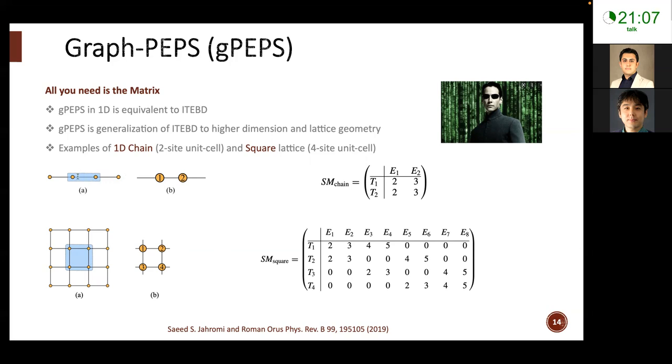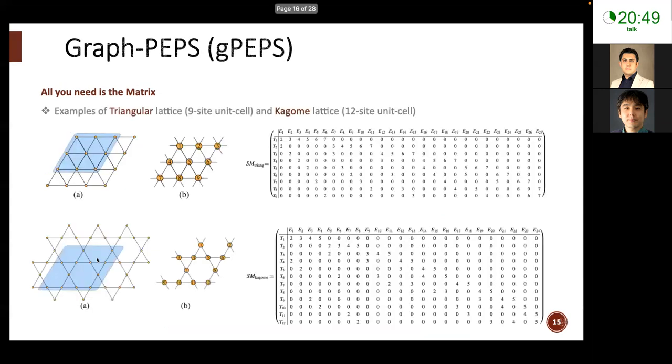So for example, here you have a 2-site unit cell for the 1D chain. This is the structure matrix that gives you the connection information. If you have a square lattice, this is the square lattice with a 4-site unit cell. This is an example of a structure matrix for such a unit cell. You could also increase the complexity of the lattice structure. This is a triangular lattice, so this is a 9-site unit cell of the lattice, and this is the structure matrix.